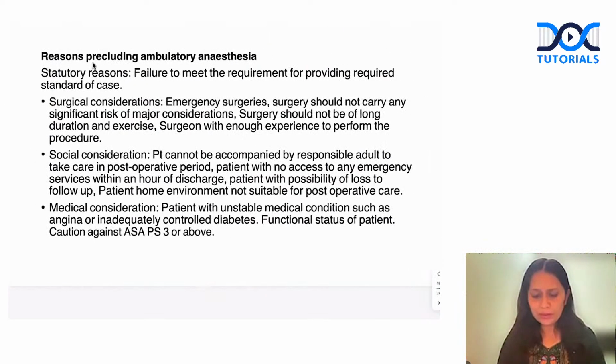So let us very quickly see the reasons for precluding, reasons for not taking a patient for ambulatory surgery. Ambulatory means daycare. Ambulatory means daycare surgery.